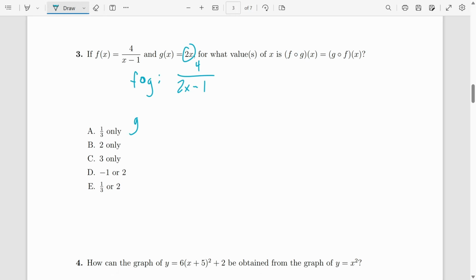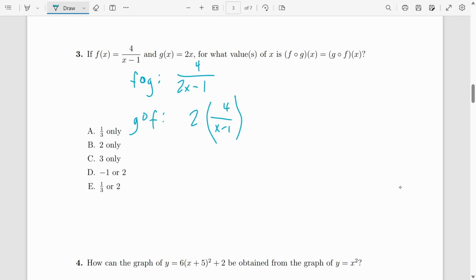Now we can go ahead and find g of f, which is the other way around. So we rewrite g first, we write 2x, and then we replace the x with f, which is 4 over x minus 1. So we replace the x with f, which is 4 over x minus 1. This gets kind of confusing sometimes. All right, so now we have our f of g and our g of f.